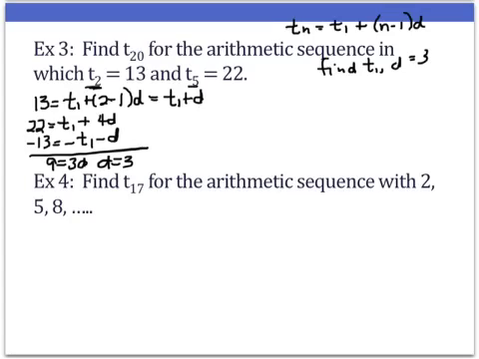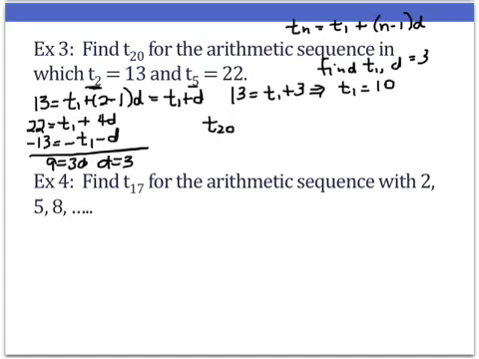So the second thing we need to find is t1, and it's going to be easiest to use the first equation for that. So we'll have 13 equals t1 plus d, and the d ended up being 3. So that means t1, our first term, is 10. So now we have our first term and our difference, we can solve for t20, the 20th term.